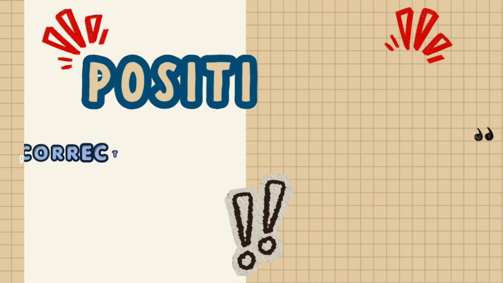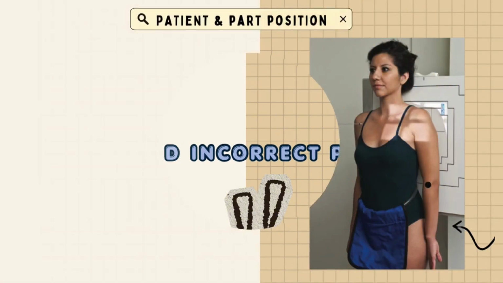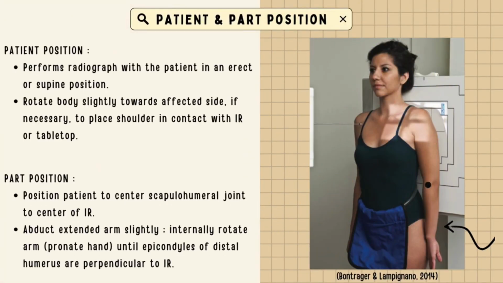The next slide is positioning. I will explain the correct and incorrect positioning. Before that, I will explain the patient and part position. For the patient position, the radiograph is performed with the patient in an erect or supine position. The body is rotated slightly towards the affected side, if necessary, to place the shoulder in contact with the IR or tabletop. And for the part position, the patient is positioned to center the scapulohumeral joint to the center of the IR. The arm is slightly abducted and extended.